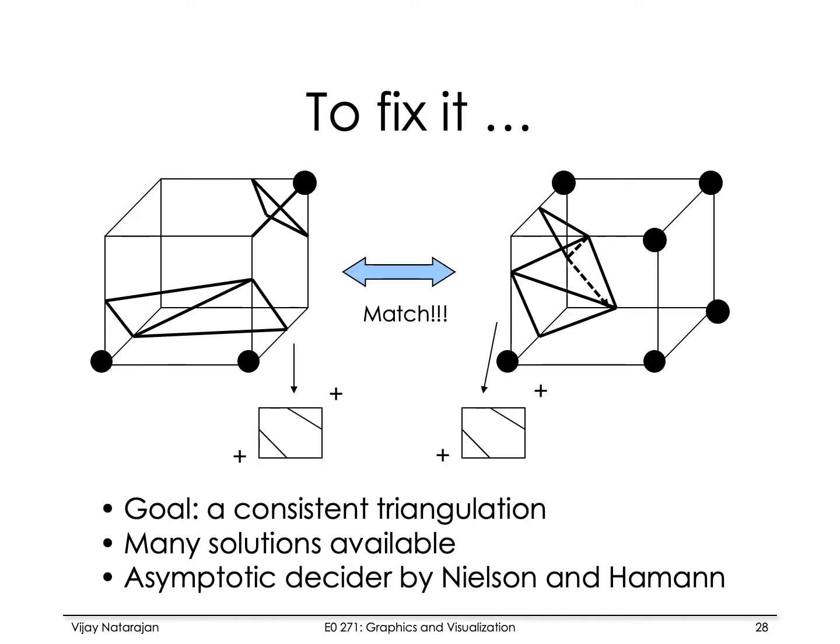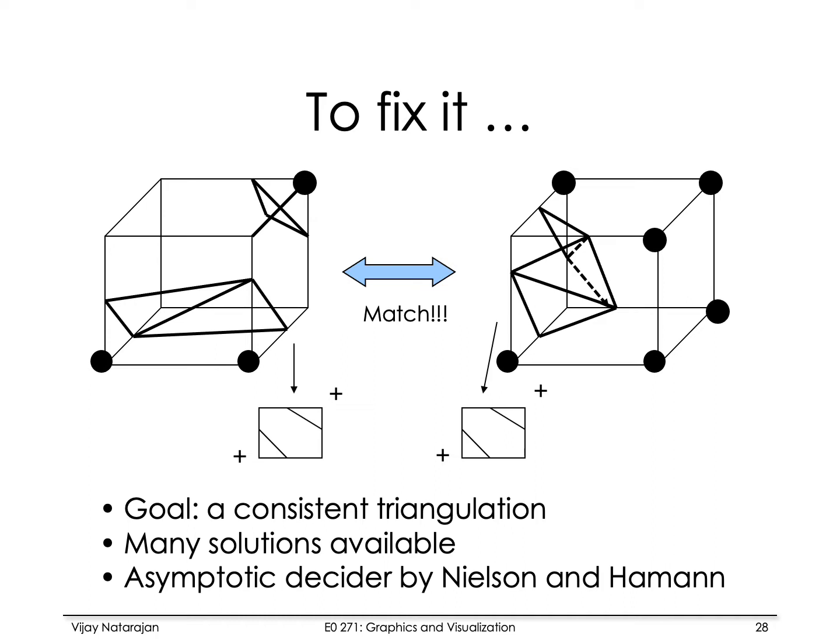So in order to fix this issue, we need a consistent way of connecting the isopoints. And if we do this, then we get a match for the adjacent voxels and all is fine. Like I mentioned, there are many solutions available, and in fact, among these solutions, there are several that work within a local neighborhood. In fact, they work within the voxel in order to fix this apparently global issue.